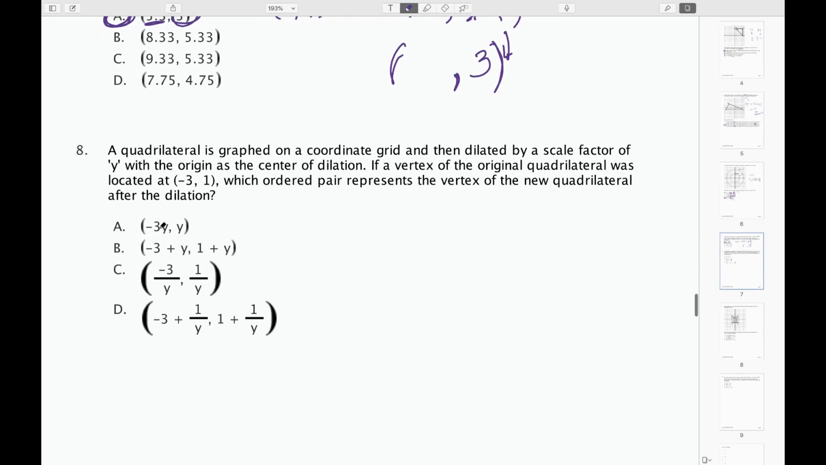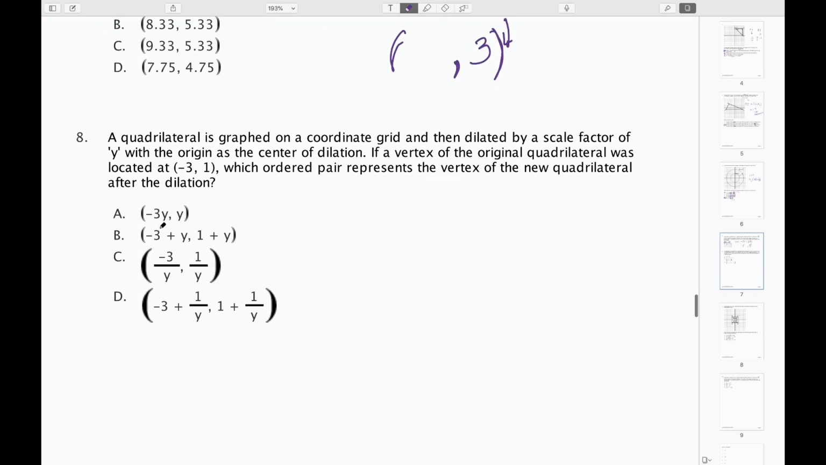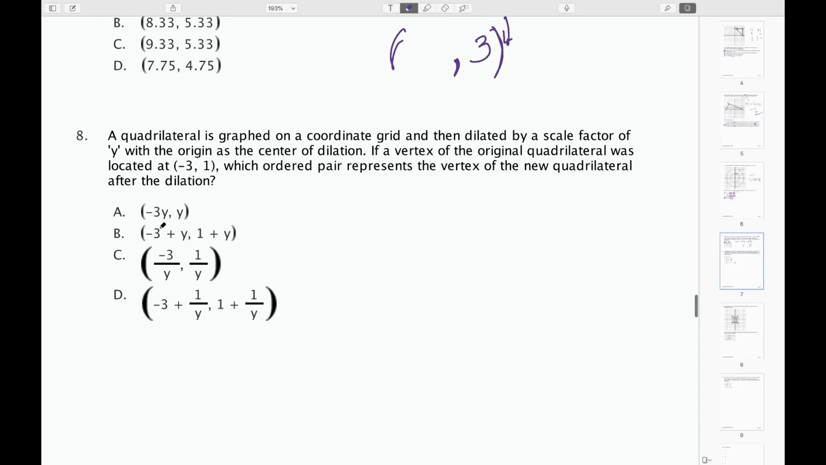A quadrilateral is graphed on a coordinate grid, then dilated by a scale factor of y, with the origin as the center of dilation. If the vertex of the original quadrilateral is negative 3, 1, then we know, and I'm just leaping here, that if the scale factor is y, then I'm simply multiplying each of these by y. I make that leap before I get confused by all the options. So I write it out and think, each one of those has to be times y.